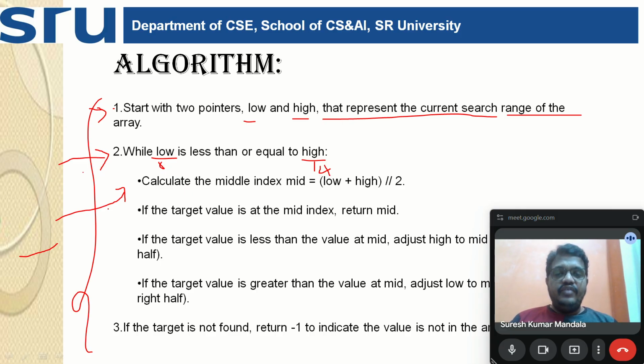How will it be identified? A simple, normal formula. Low is 0 plus high is 14. 0 plus 14, divided by 2. Then we will immediately get the middle value, that is 7. 7 will be stored within mid.